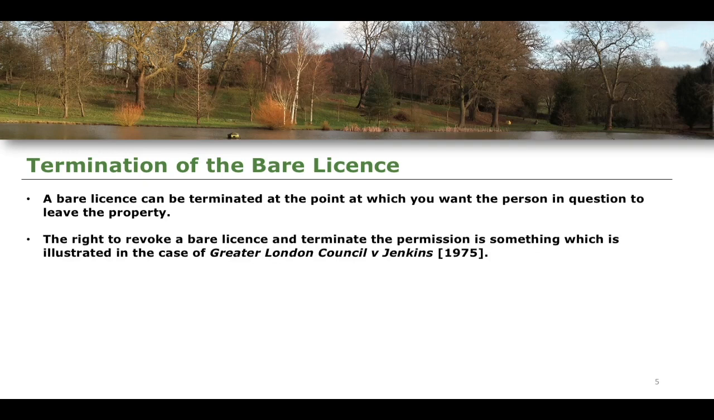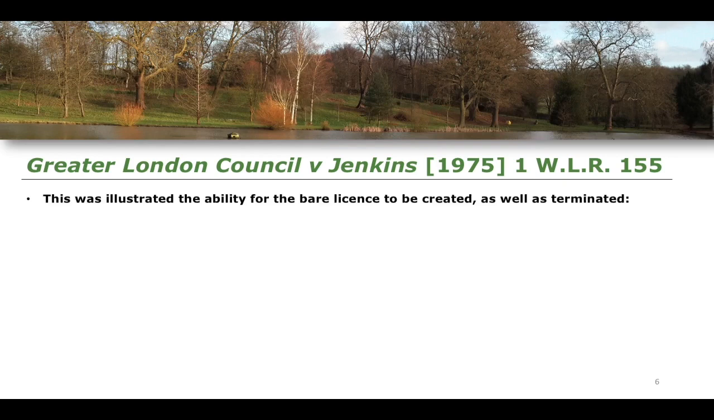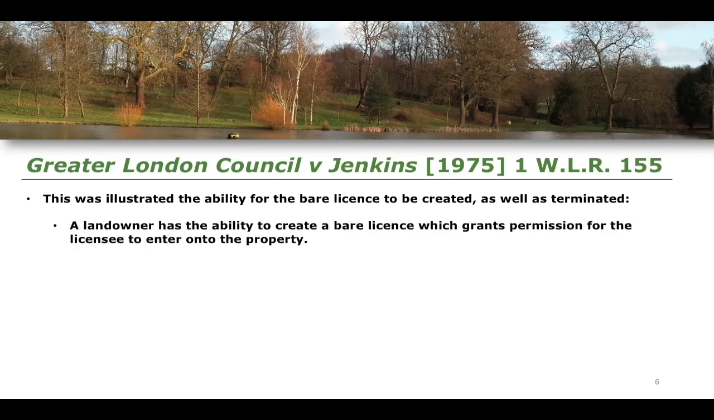The right to invoke a bare license and to terminate the permission of somebody being on the property is illustrated in the following case. This is the case of the Greater London Council versus Jenkins. Now, this is a case from 1975, and it essentially illustrates the ability for the bare license to be created on the one hand, but then also terminated on the other. The landowner in question has the ability to create a bare license, which then grants permission to the licensee to enter onto that property.